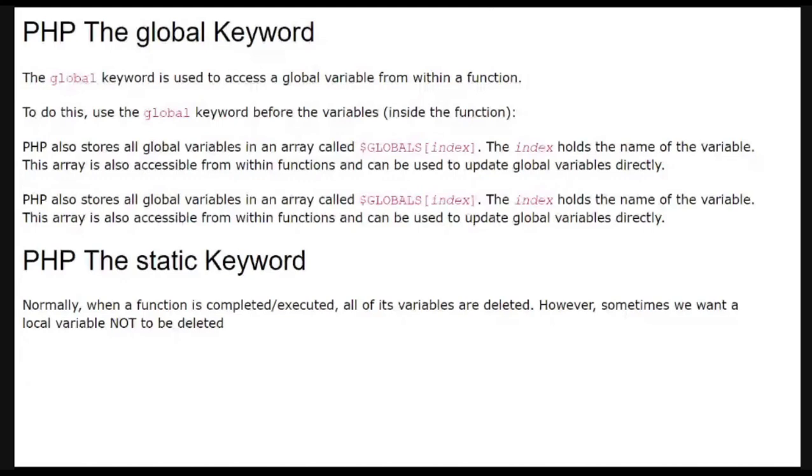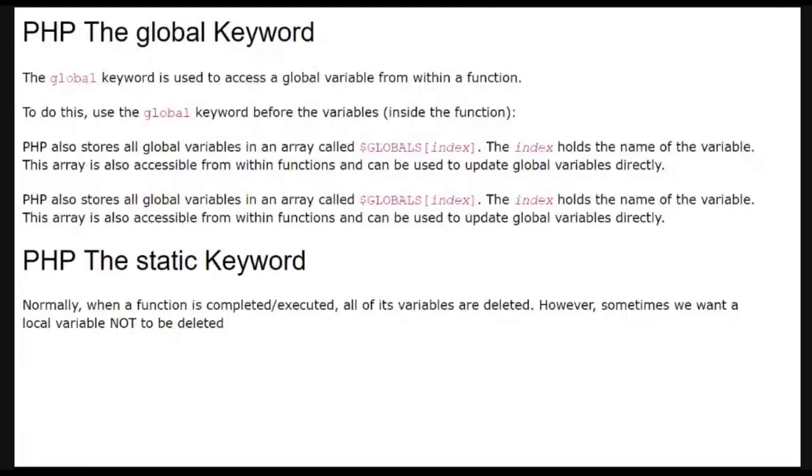PHP also stores all global variables in an array called $GLOBALS. We will see what an array is. So what does PHP do? It stores all global variables in an array called $GLOBALS. The index holds the name of the variable. This array is also accessible from within functions and can be used to update global variables directly.